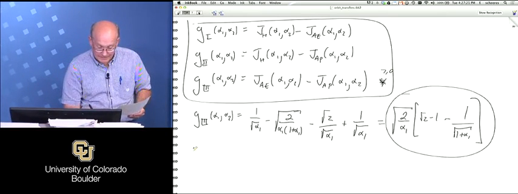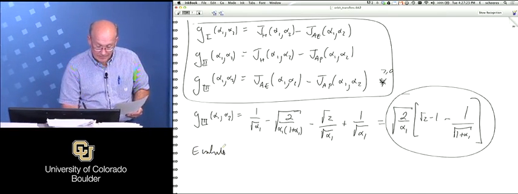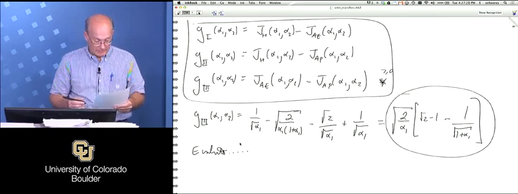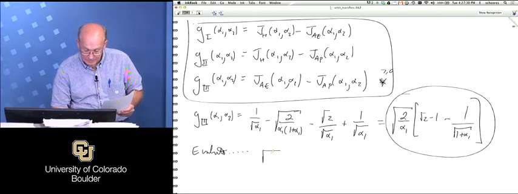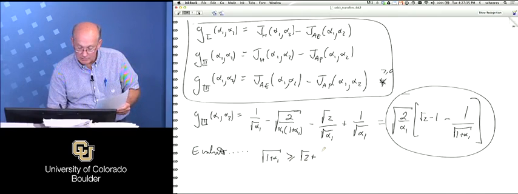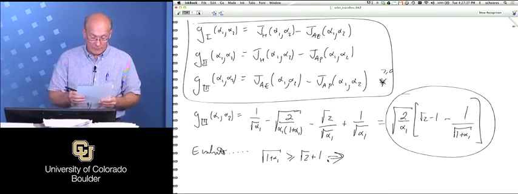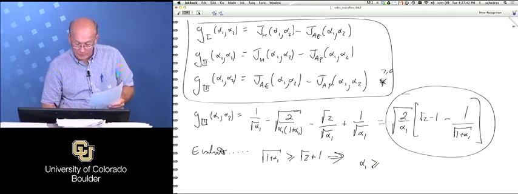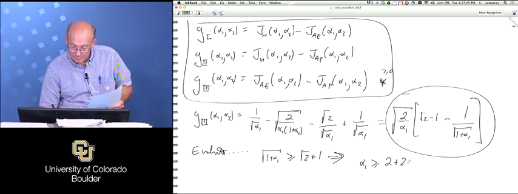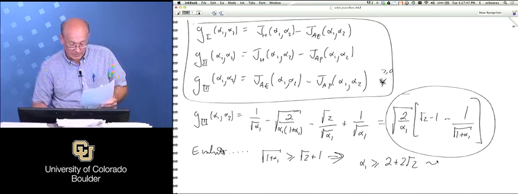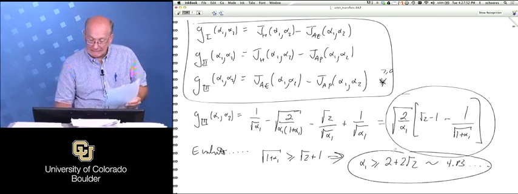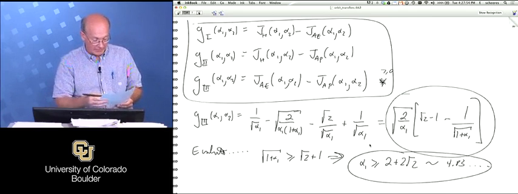So do some evaluation, basically some algebra, and what you end up with is 1 plus alpha 1 greater than or equal to root 2 plus 1, which you can further simplify to alpha 1 greater than or equal to 2 plus 2 root 2, which is approximately equal to 4.83 dot, dot, dot. You get a different number. You get a different radius.